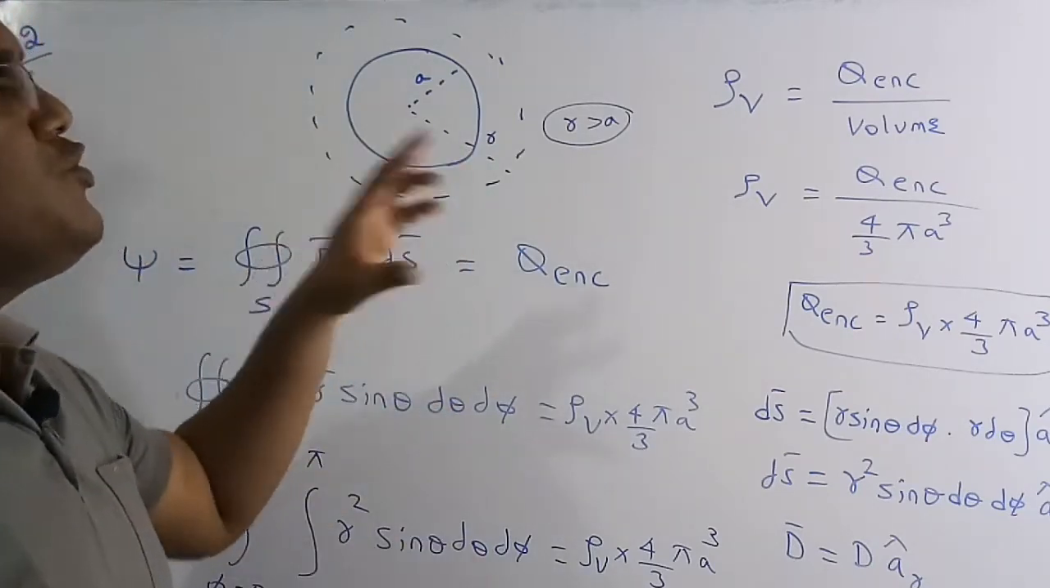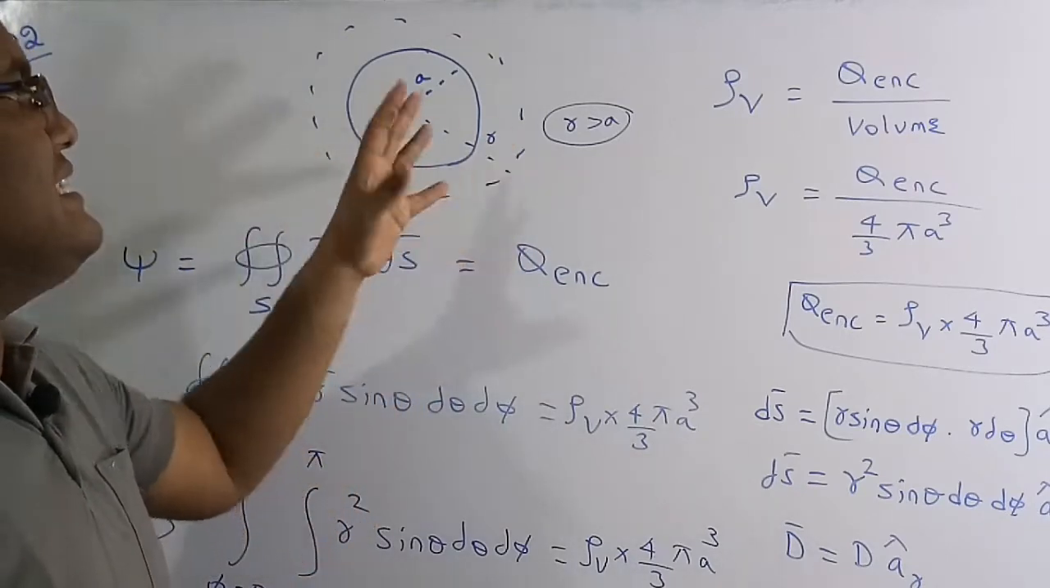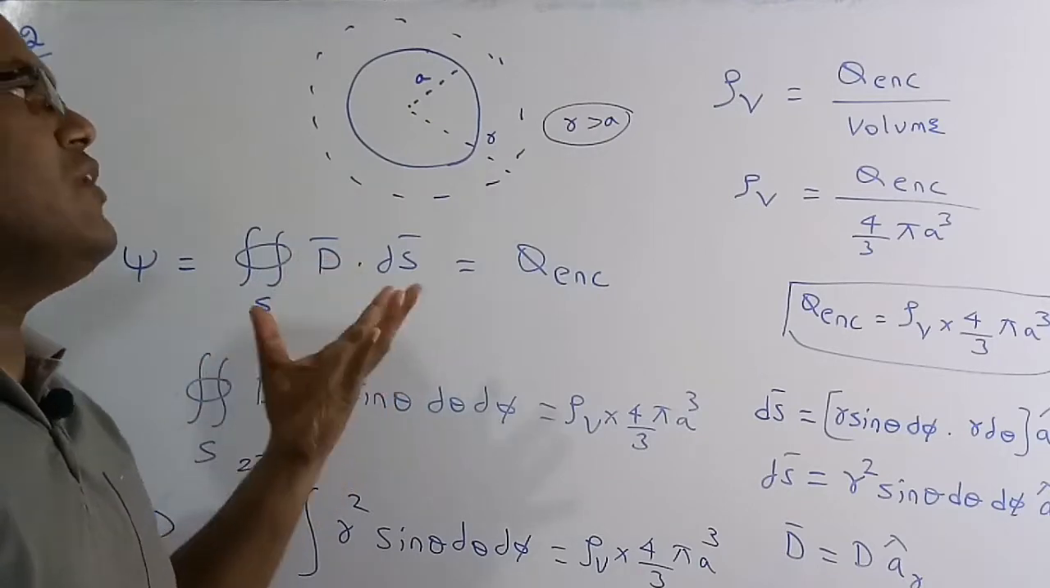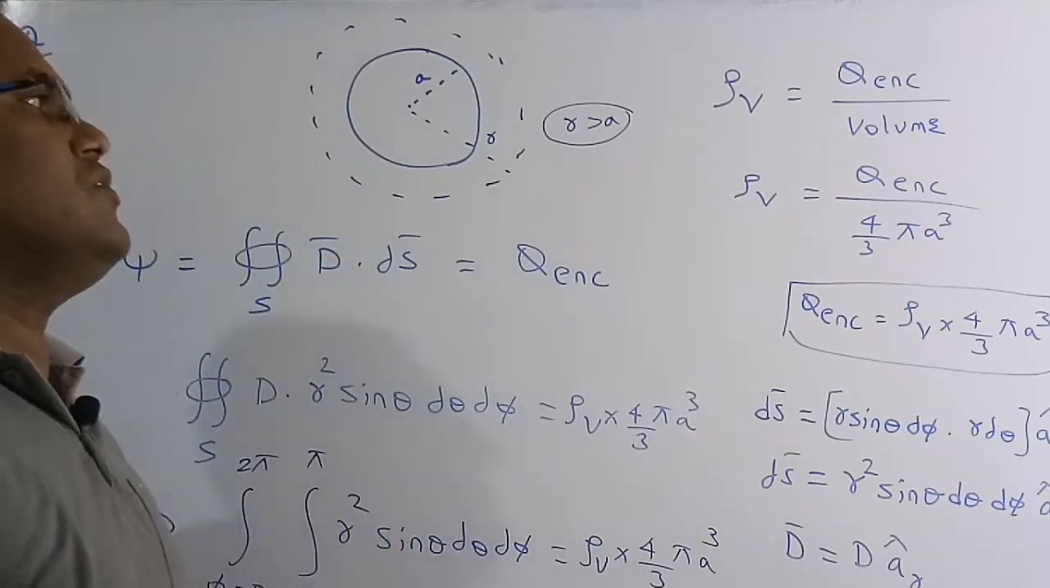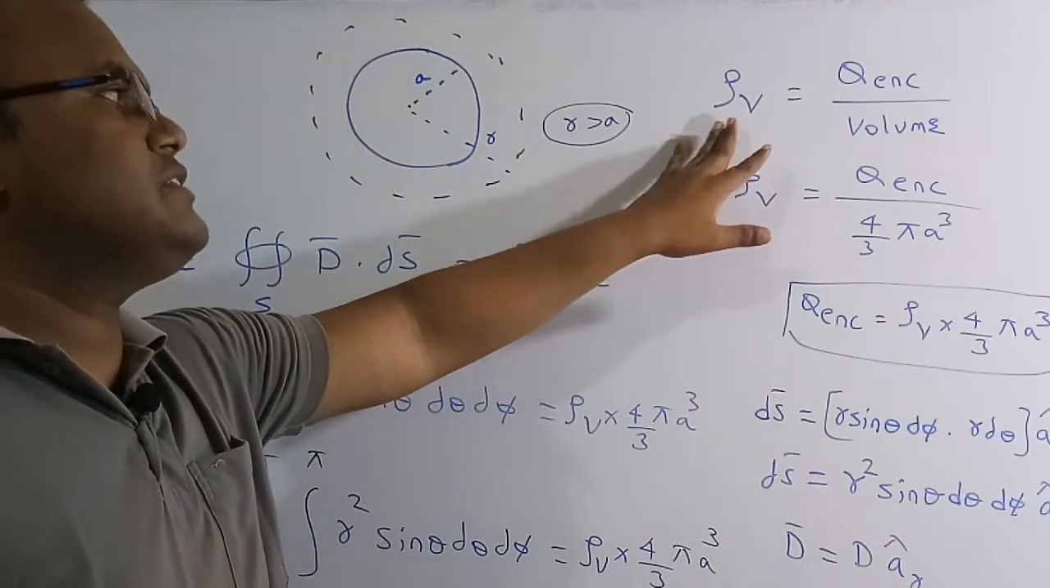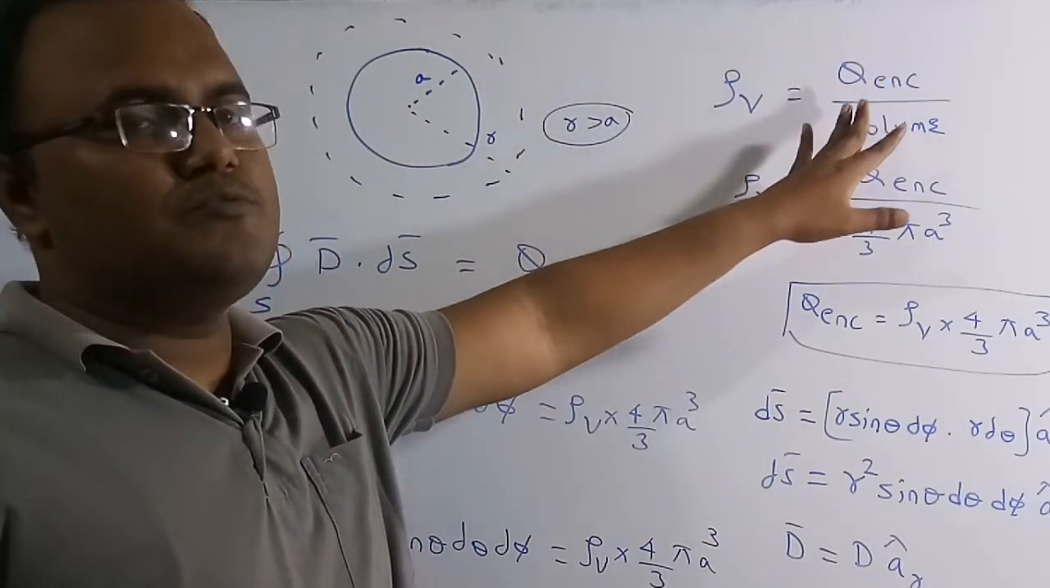So now I want to know what is the general expression whenever the radius of this Gaussian surface is higher than the radius of this sphere, then what is the electric flux density we need to figure out. So here in this question they also given the volume charge density. The volume charge density is nothing but charge enclosed by volume.